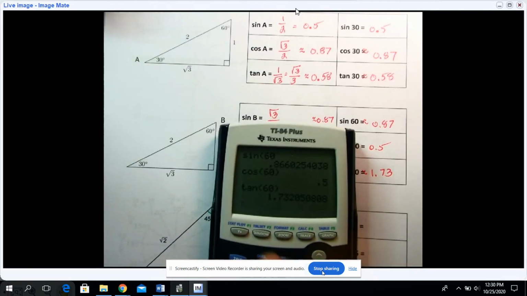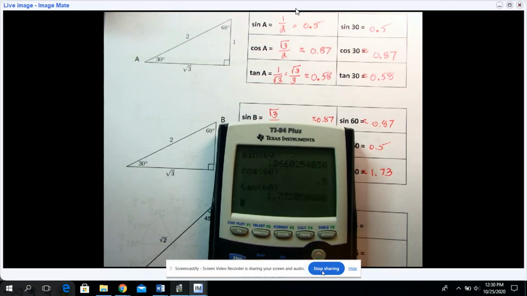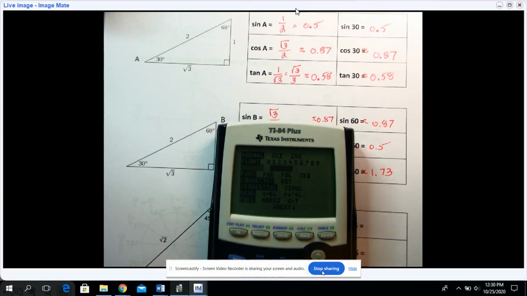Just make sure the mode is in degree. When you clear a calculator and you go to mode, it will always be on radian. So you have to arrow down and hit enter to get it on degree.